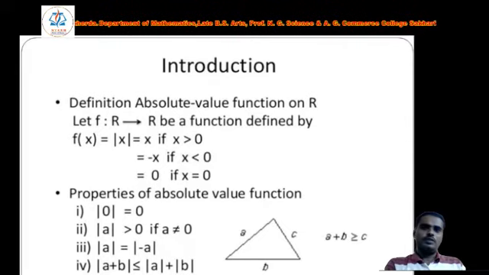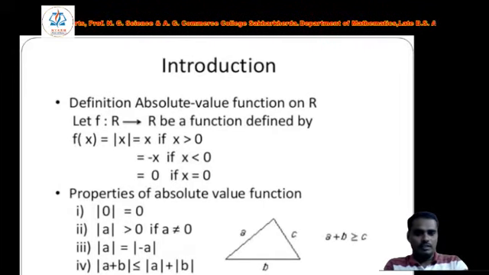Now the properties of the absolute value function, mod function or absolute value function, is what we call it. Now the first property is mod of 0 equals 0, that is absolute value of 0 is 0. Absolute value of a is always greater than 0 if a is not equal to 0. Absolute value of a equals absolute value of minus a. Then absolute value of a plus b is less than or equal to absolute value of a plus absolute value of b. That is triangular inequality.